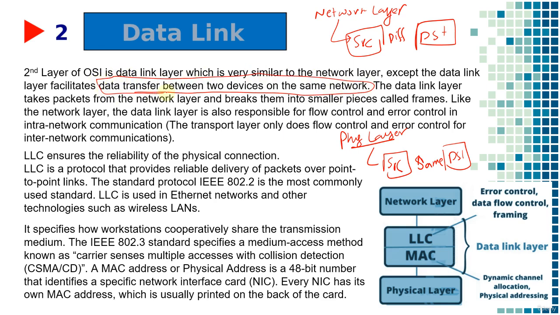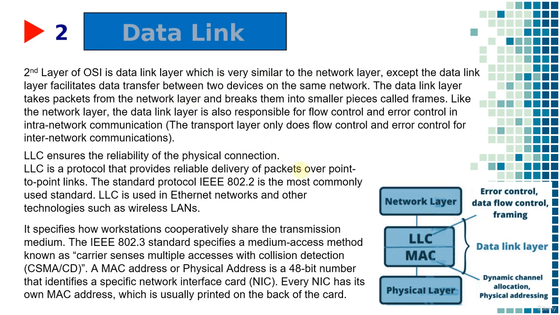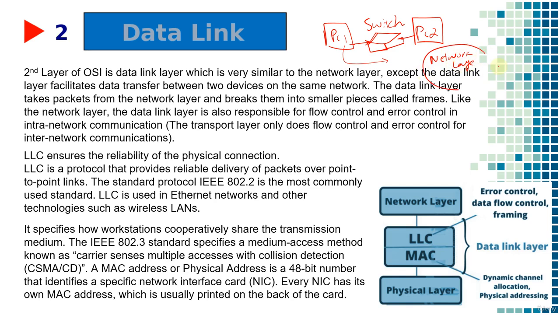But if, for example, we have two computers or two devices connected with, let's say, a switch. And by the way, a switch is an intermediary device that connects these two computers and makes them communicate with each other. So this thing is called a switch. This is PC1, this is PC2, and PC1 wants to transfer some files to PC2. No network layer will come into play. There is no use of the network layer.